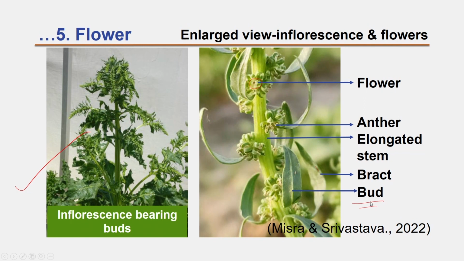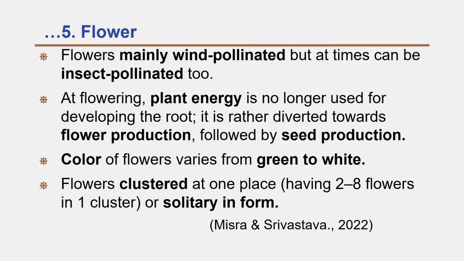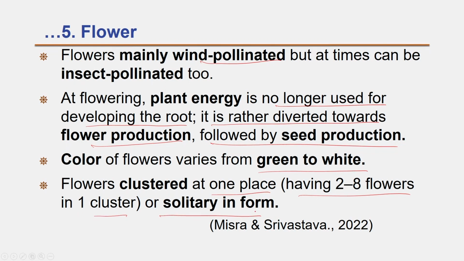Flowers are mainly wind pollinated, but at times can be insect pollinated also. At flowering, plant energy is no longer used for developing the root. It is rather diverted towards flower production, followed by seed production. So, color of flowers varies from green to white. There are different shades, and flowers are clustered at one place, having 2 to 8 flowers in one cluster or solitary in form. So, there may be some variation.